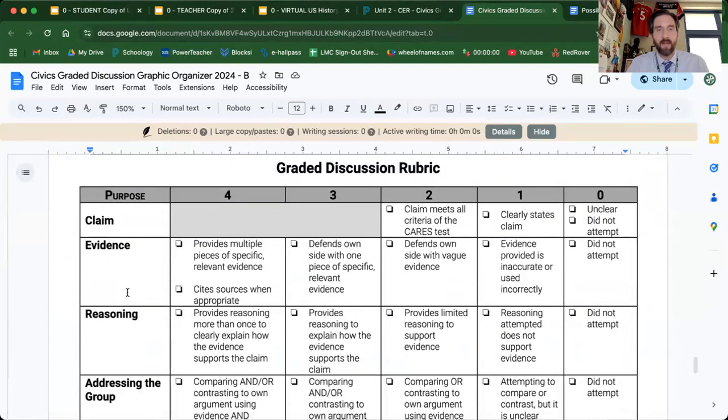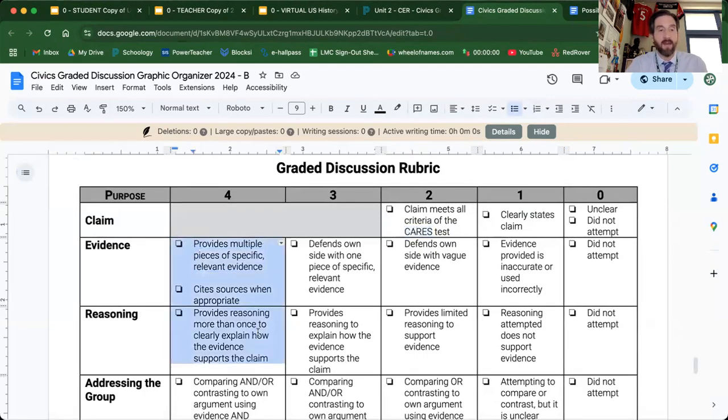The rubric is not new. We have seen this before. We know that we get 2 points for a claim that passes the CARES test, right? Make sure that it passes that CARES test, especially being confident, right? That's C. Make sure it's relevant and make sure that it's specific, right? The topic that we have given you automatically is going to be evidence-based and arguable. So make sure it passes all 5 aspects of that CARES test.